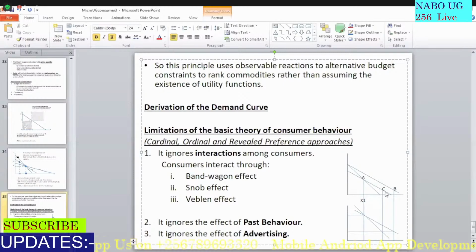Okay. Let me answer. Let me start with consumer surplus. I don't know which part he's talking of. Okay, let me first answer this. So consumer surplus, we said that this is how we use the indifference curve analysis to illustrate consumer surplus.